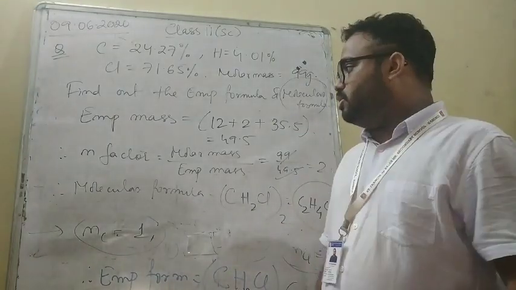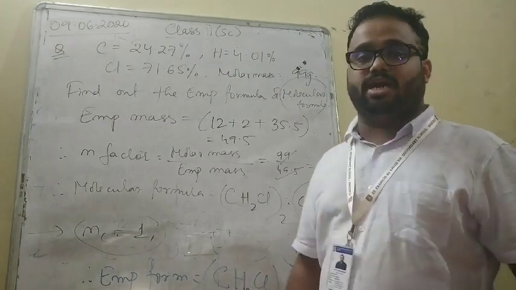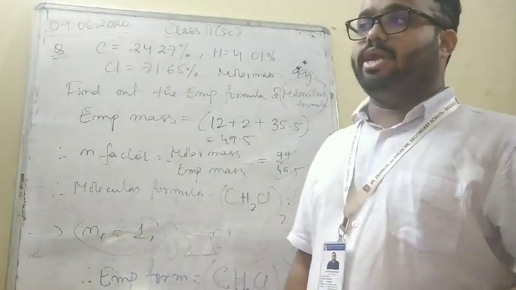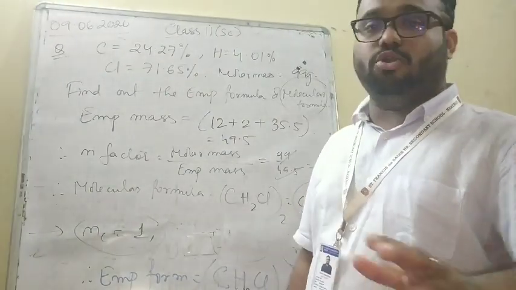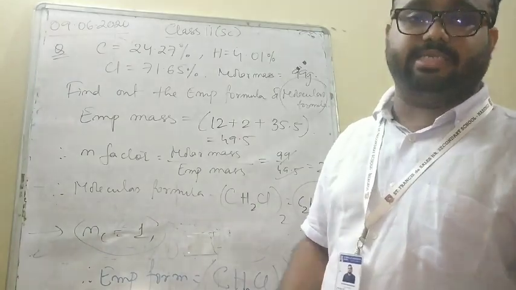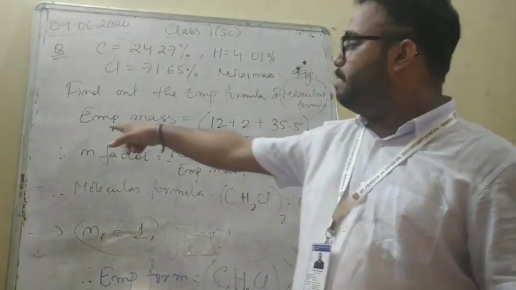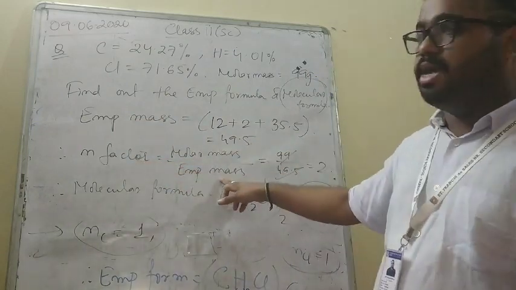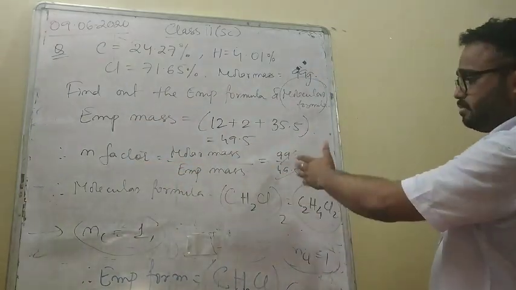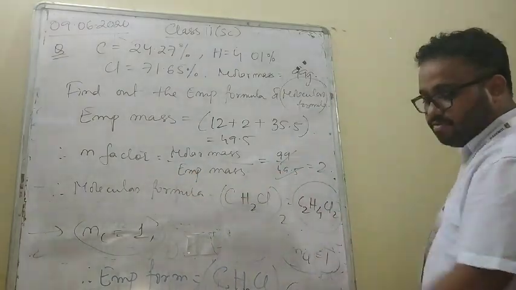Clear? So hence the first step is convert into grams, calculate the number of moles, divide by the smallest number, round off to the nearest integer. Is that clear? Then to find out molecular formula, take out empirical mass, then take out n factor, that is molar mass by empirical mass, and then molecular formula is empirical formula multiplied by the n factor.